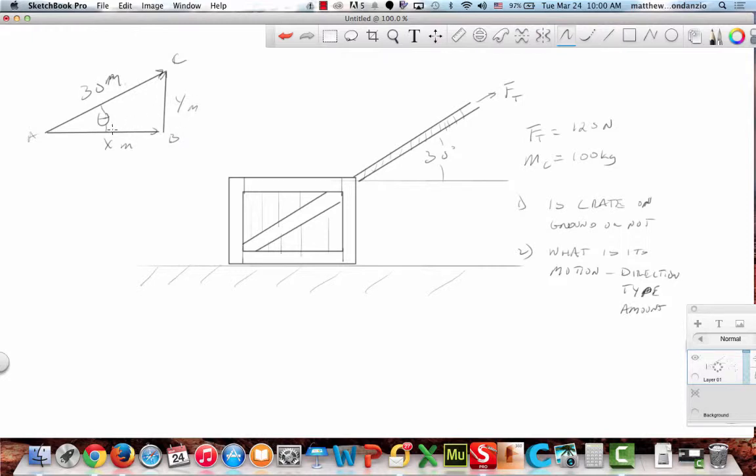So how would I figure out the distance for x? Let's say the angle was 20 degrees. How would I figure out the amount of x? Guys.